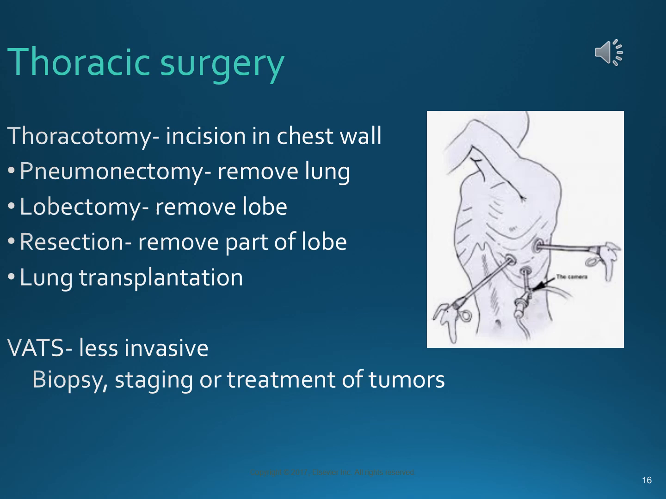There is such a thing as video-assisted thoracoscopic surgery, or VATS. It's a less invasive kind of surgery, and it's pictured here. They put a number of different endoscopy incisions and tubes into the person, and it's much less invasive. Thoracotomy requires a huge chest incision and takes a long time to heal. It makes it very hard to take deep breaths, and so this is a much better alternative when you can use it. It's used for biopsies, it's used for staging and treatments of tumors.